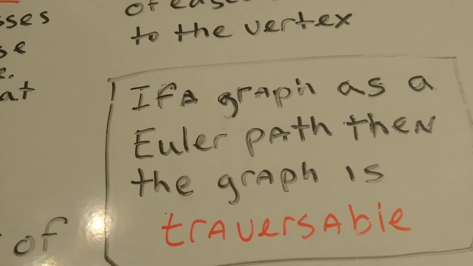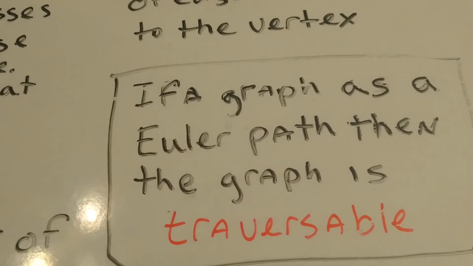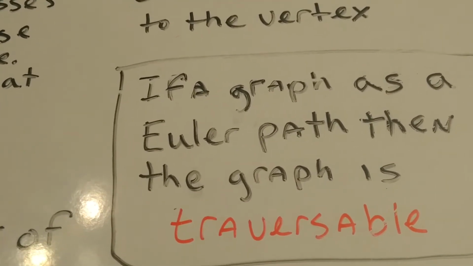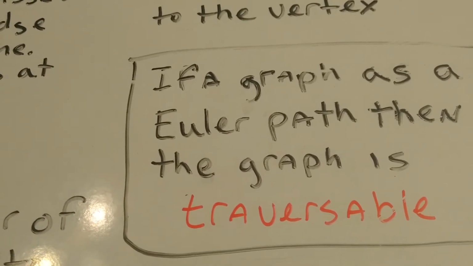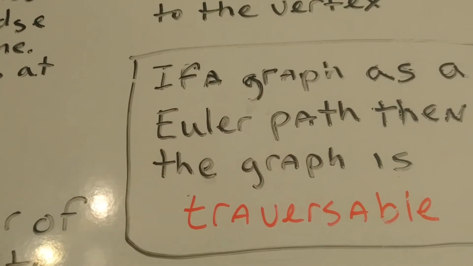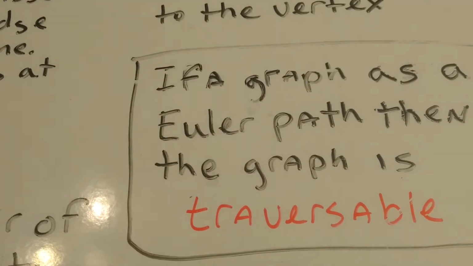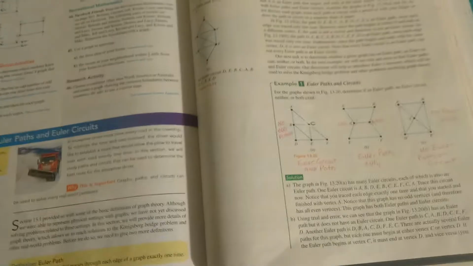If a graph has an Euler path, then the graph is traversable. Traversable means that once I put my pencil down, I can trace the whole path without raising my pencil. All right, let's look at some of these examples.